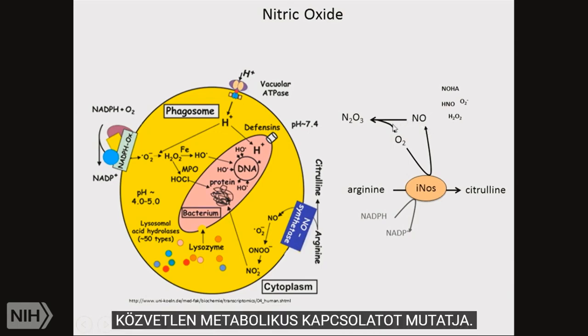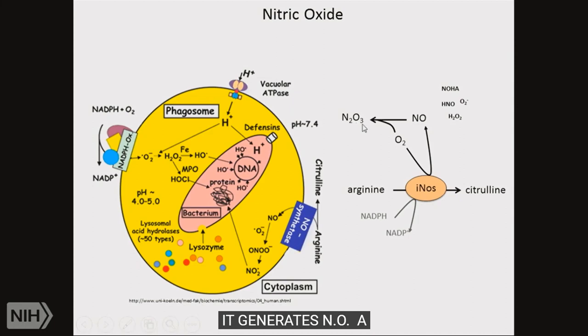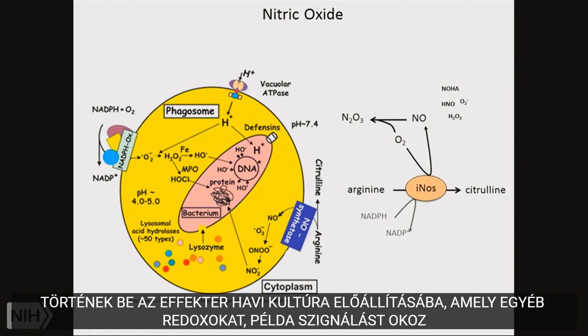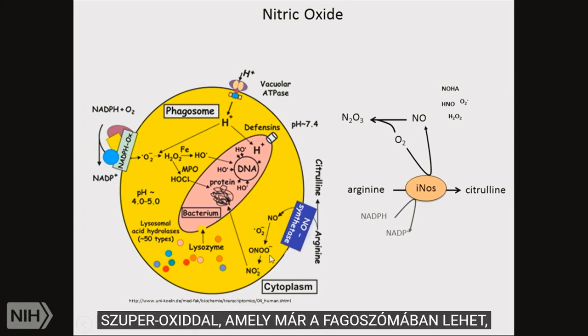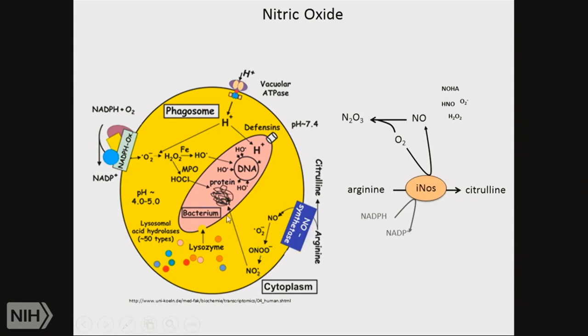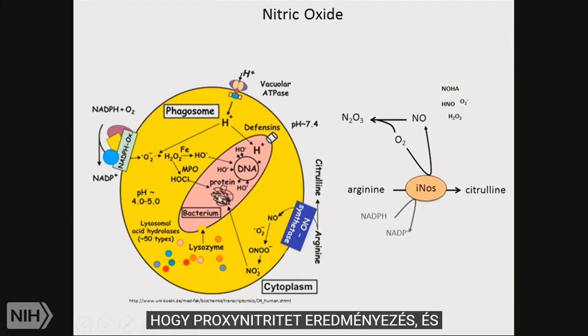And that NO then, through chemistry that I won't go into, produces N2O3, which is the effector molecule that will then attack thiols or cause other redox-like signaling. That chemistry is shown down here, where they're showing a variation on it, which is the reaction of NO with the superoxide that may already be in the phagosome, resulting in peroxynitrite. This is an area of contention as to how long peroxynitrite is around and whether peroxynitrite is really the effector molecule or whether N2O3 is the effector molecule. But you can talk to Devashree about that, or David, and they'll get you straightened out.